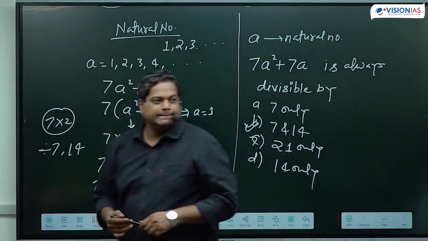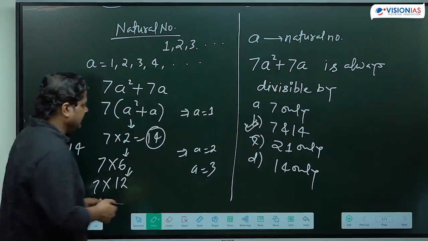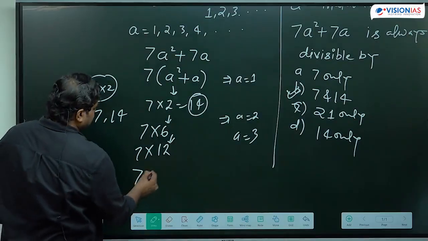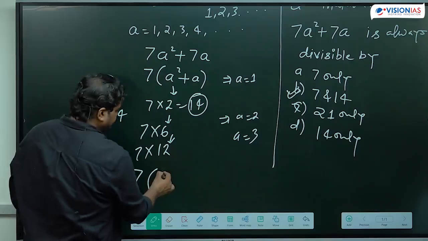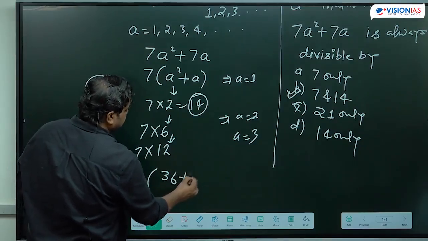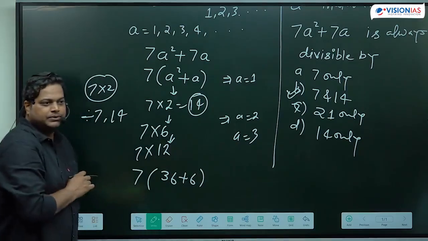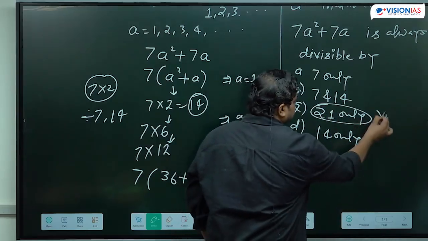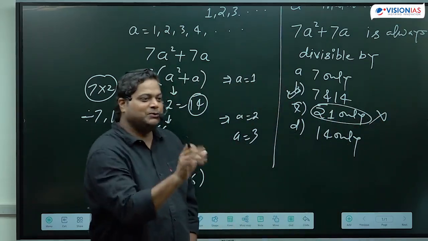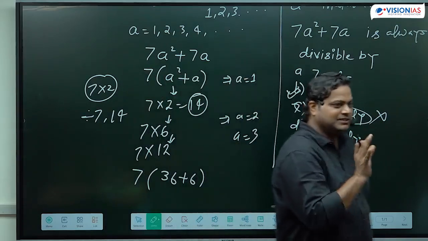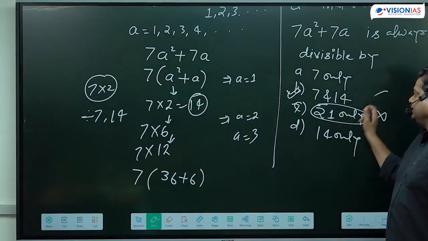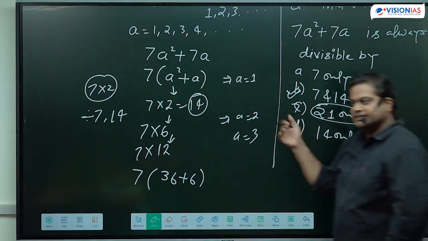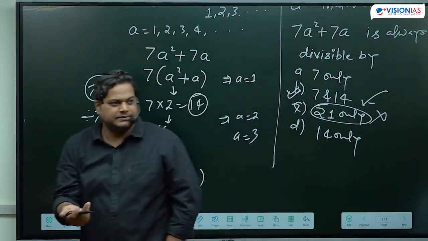Sorry, 6. If we take a की value 6, तब क्या हो जाएगा? 7, 6 का स्क्वायर 36 प्लस 6, क्या आ गया? 42. 21 ओनली लिखा हुआ है ना, दैट इज वाई इट इज इनकरेक्ट. When it is written only, that means it is divisible by 21 only. किसी और नंबर से it will not be divisible, है ना.